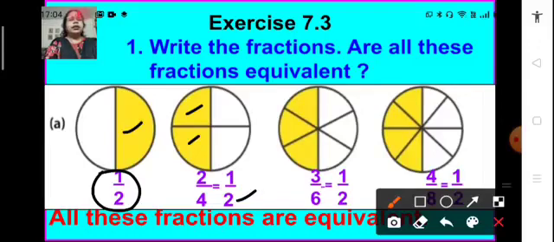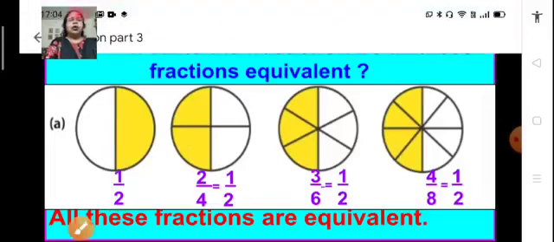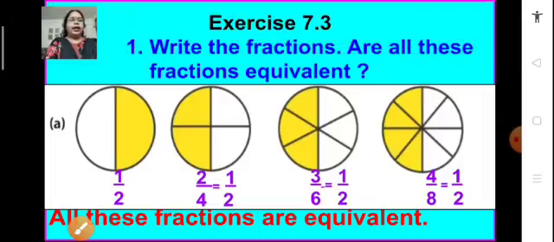In the third one, we have 3 parts shaded out of the 6 parts. So the fraction is 3 upon 6 and the fraction will be 1 upon 2 in its lowest form, and in the last one 4 are shaded out of 8. So again it is 4 upon 8, that means it is 1 upon 2. That means all these fractions are equivalent.